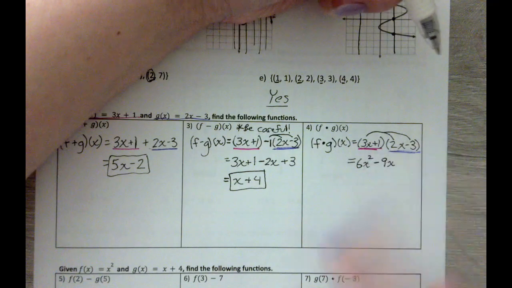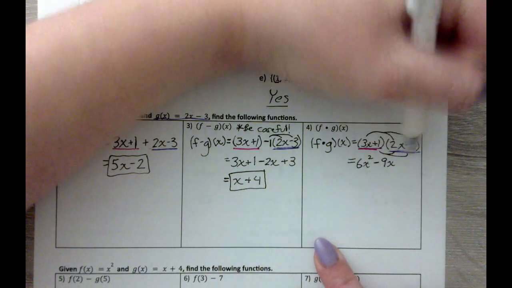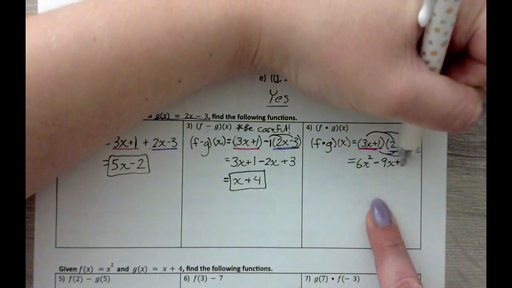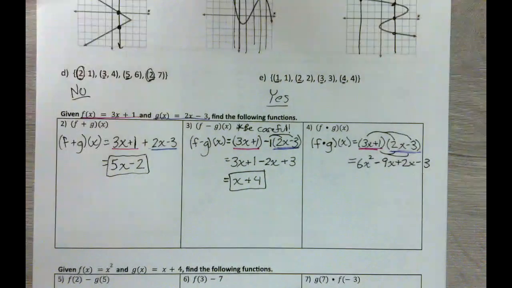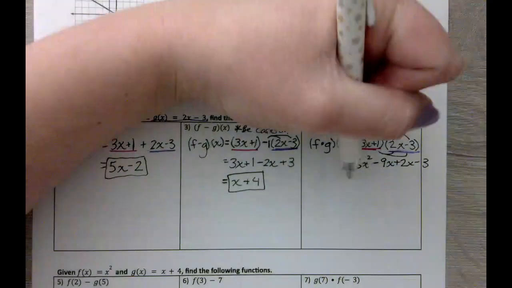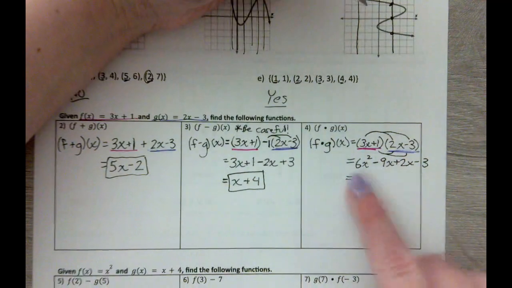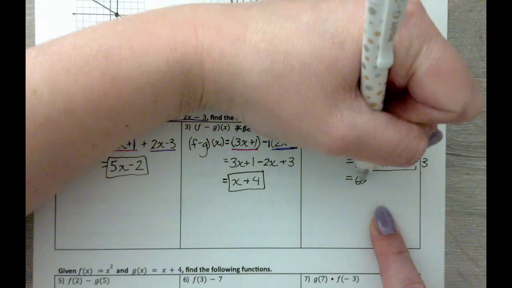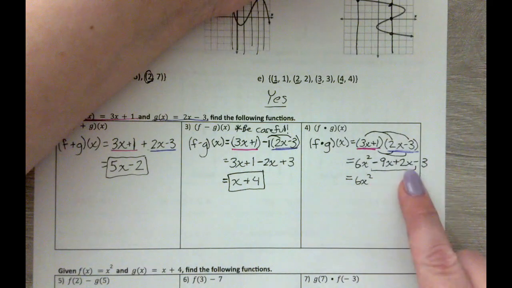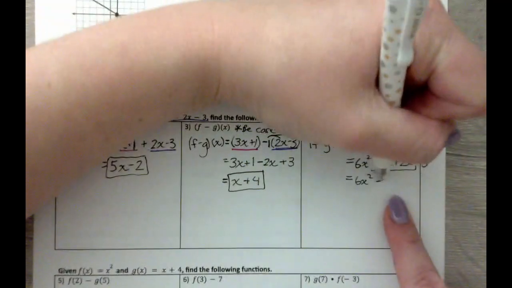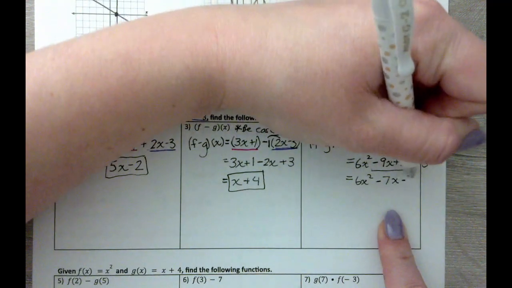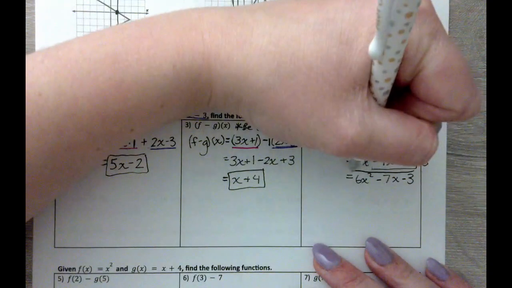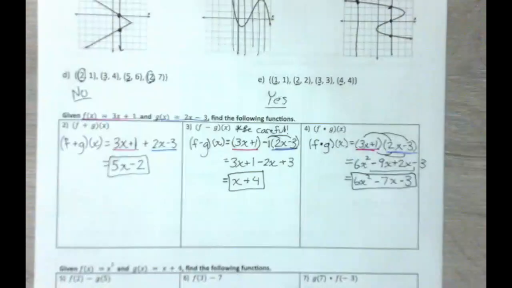And then I distribute the 1. So since I'm multiplying by 1, it's just going to be this. Plus 2x minus 3. And then if you do it in this order, your middle terms, you can combine them. 6x squared, negative 9x plus 2x. Negative 9 plus 2 is negative 7x minus 3. And that is all I can do. So I'm done.